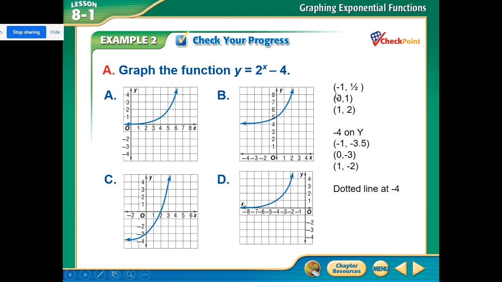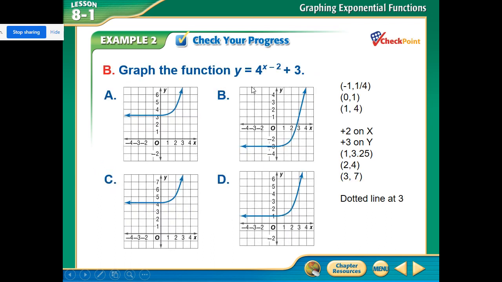All right, try another one here. So we're going to do -4. So we start with our basic one, -1, 1/2, 0, 1, and 1, 2. And then we're going to -4 on the y, so -3.5, -3, and -2, with a dotted line then at -4 since we went down 4. So this has a dotted line at 4. This one has 0. This one's -4. This one's at 0. We already know it's C just from the dotted line. But if you look at your other points, -1, -3.5 is right. 0, -3, and 1, -2 is also correct. So most assuredly it's C there.